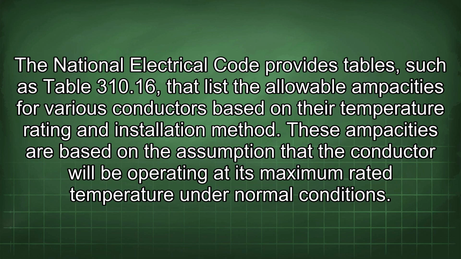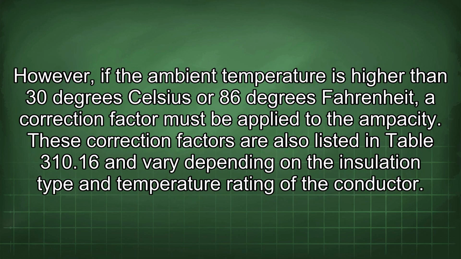These ampacities are based on the assumption that the conductor will be operating at its maximum rated temperature under normal conditions. However, if the ambient temperature is higher than 30 degrees Celsius or 86 degrees Fahrenheit, a correction factor must be applied to the ampacity. These correction factors are also listed in Table 310.16 and vary depending on the insulation type and temperature rating of the conductor.